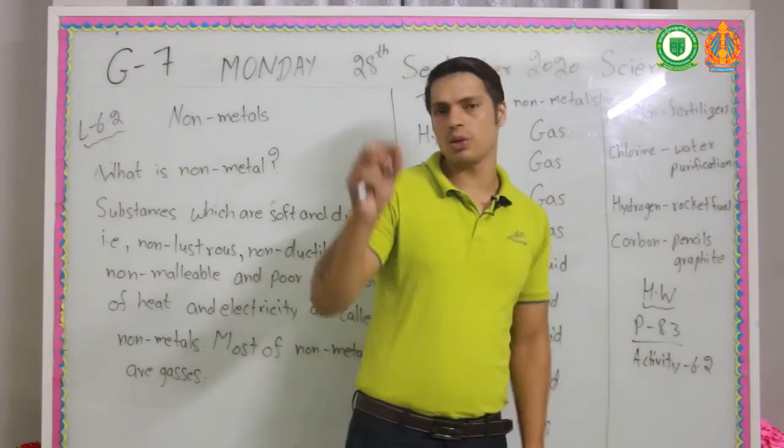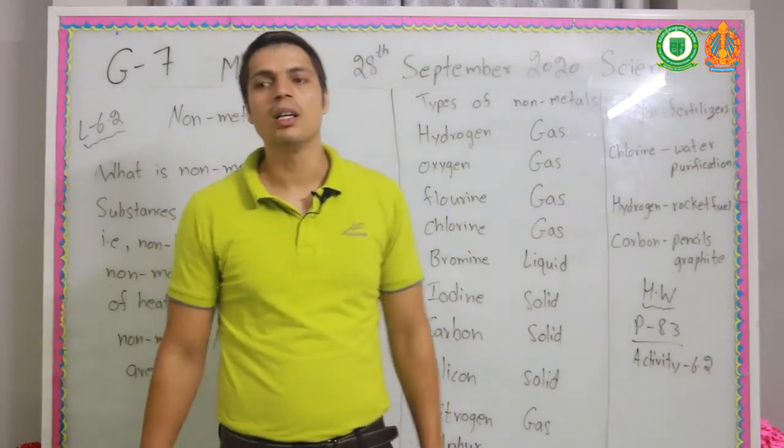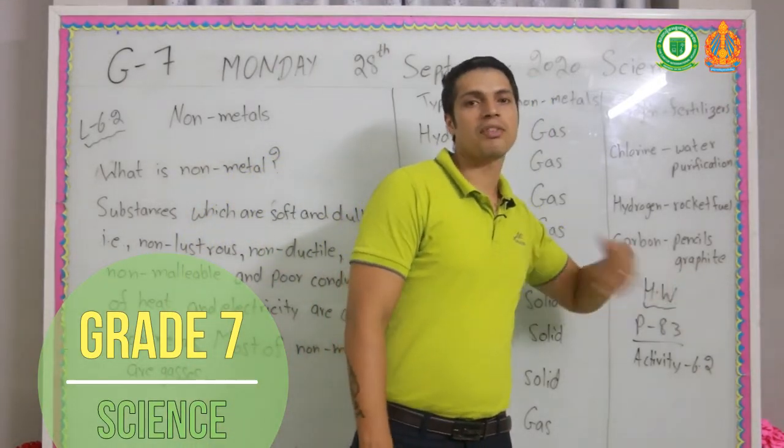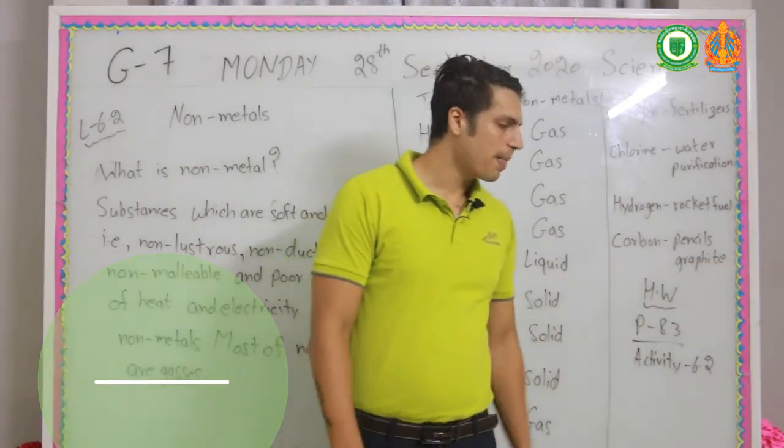Carbon is in the pencil, the black pencil tip is from carbon, okay. Graphite is a form of carbon, okay.